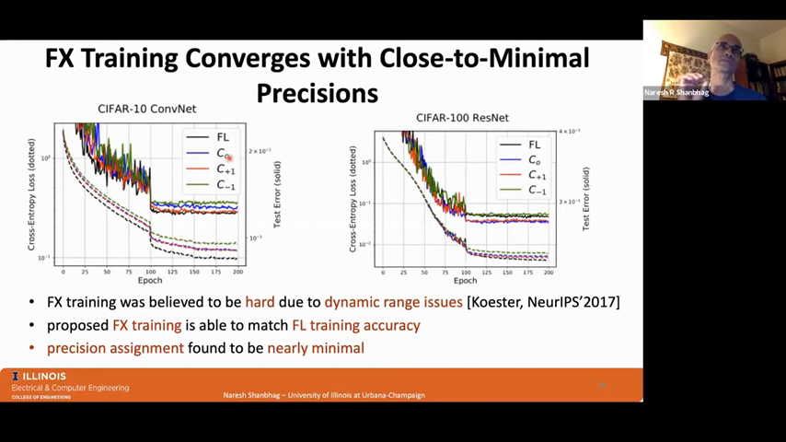C naught is what the analysis tells us it should be. C plus and C minus say, okay, I'm going to just increase all the precisions by 1 bit and run it again, and reduce the precisions by 1 bit and run it again from C naught. So C naught is the assigned precision, the so-called close to optimal precision. And we find that if you increase the precision by 1 bit, you don't get too much benefit. You reduce precision by 1 bit, there's a huge change. You can see a discernible change in both the loss as well as the accuracy.